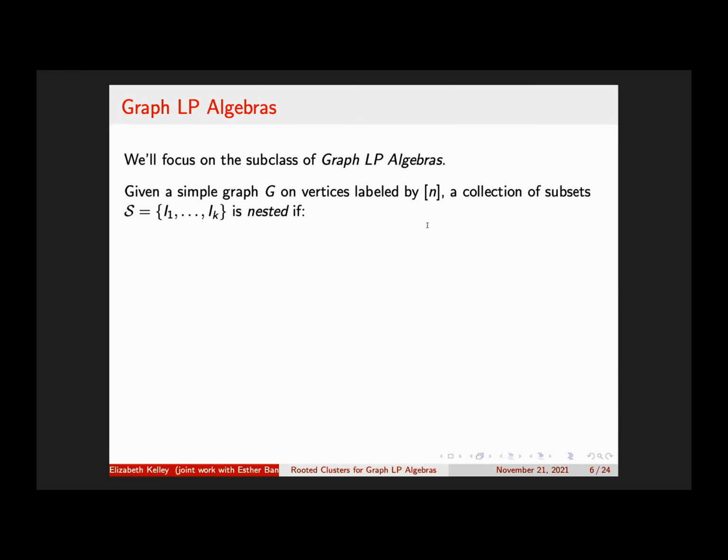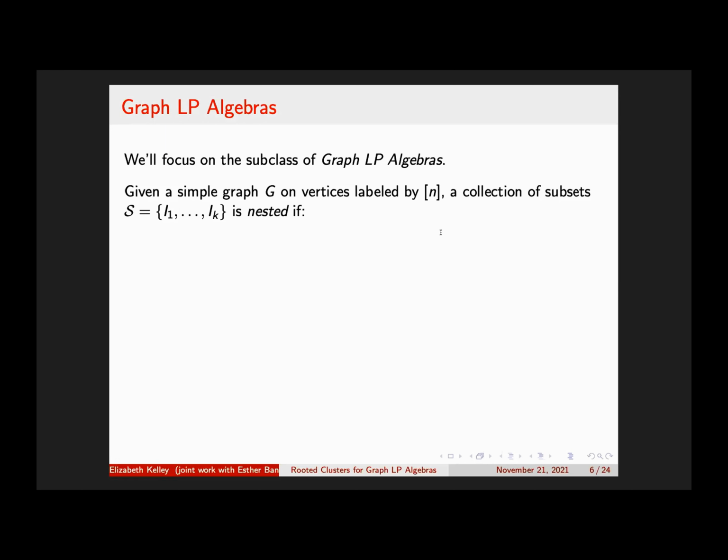Excuse me, are the I sub j's vertices? No, they're going to be subsets of vertices. Oh, okay, thanks. Yeah, please ask if any of my notation is not clear. I have tried to condense this, but I may have missed a key piece of notation.